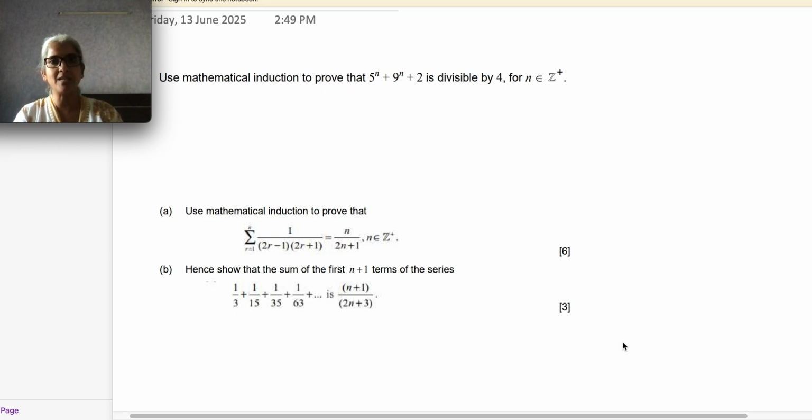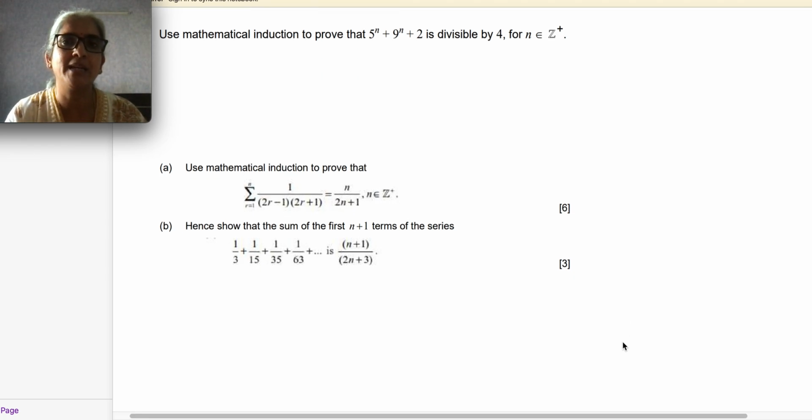Deductive reasoning usually starts from a statement which is true and then goes on reasoning using that true statement and finding out more information. Inductive reasoning works the other way around. It goes from specific cases and generalizes it. Let's look at two examples and see what is the procedure or the process that we follow for inductive reasoning, which is called proof by mathematical induction.